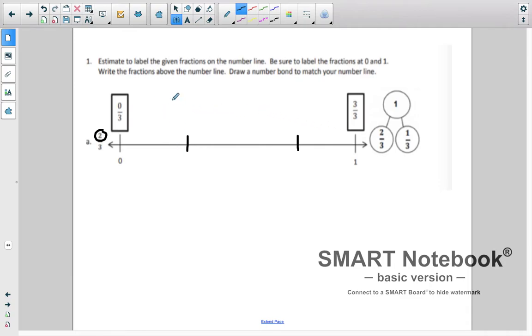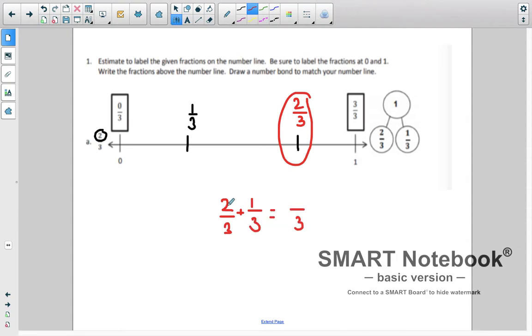They have 0/3, 1/3, and they want us to label 2/3, so I'm going to put 2/3 in red. Now you don't have to write that 1/3 in there. I just did because it helps me. So 2/3, I'm going to circle that. And they had us write a number bond that's going to equal 1 whole. Well, we know that 2/3 plus 1/3 should equal 3/3. Remember the number on the bottom stays the same. 2 plus 1 equals 3, and 3/3 does equal 1.